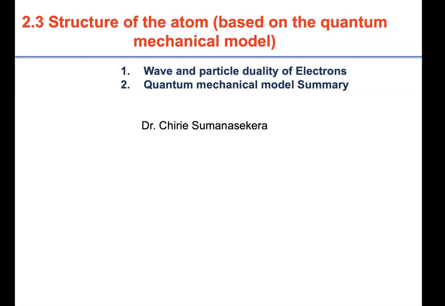Okay, in lesson 2.3, the structure of the atom, we are going to study the wave and particle duality of electrons and the experiments that led to proving this. And we're going to look in detail at what the atom is like based on the quantum mechanical model. So I'm going to give you a brief summary in part 2 of the quantum mechanical model, and then in the next lesson, 2.4, we are going to analyze details.